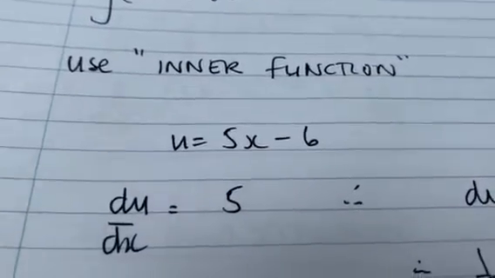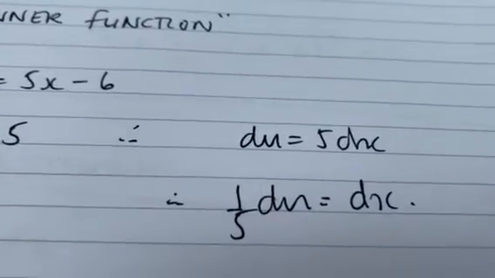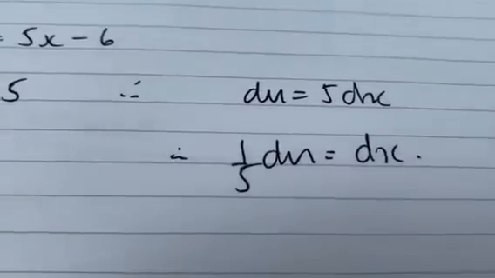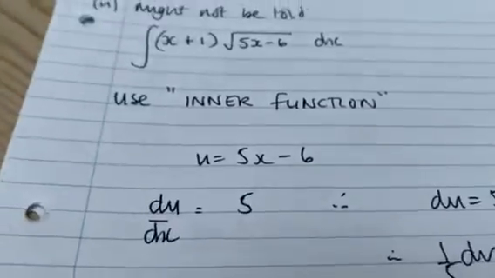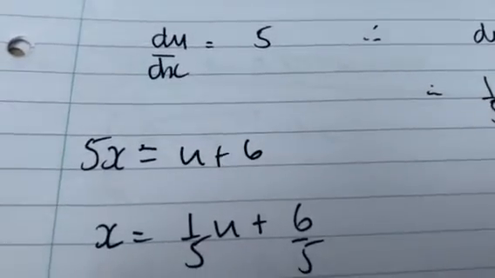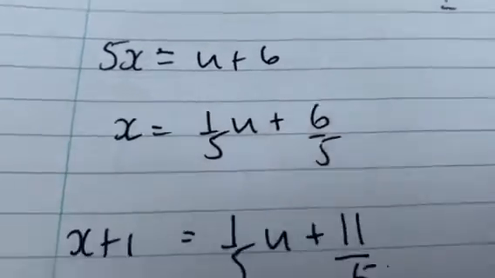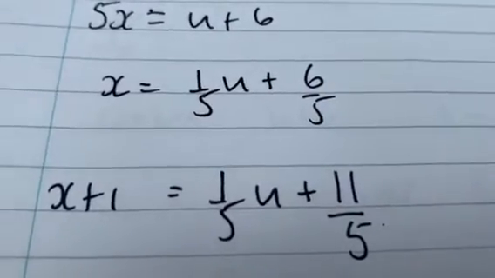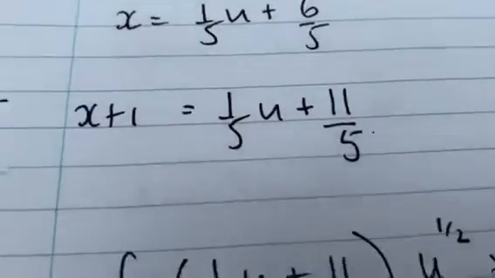So I find du dx, and then I rewrite. And again, I'm not really sure how I want to write this. So I'm going to just play it by ear and see how it pans out. Now I know that 5x is u plus 6, so x is going to be a fifth of u plus 6, which I've written like that. X plus 1, I'll add 1 to both sides, so I've managed to rewrite it like that.